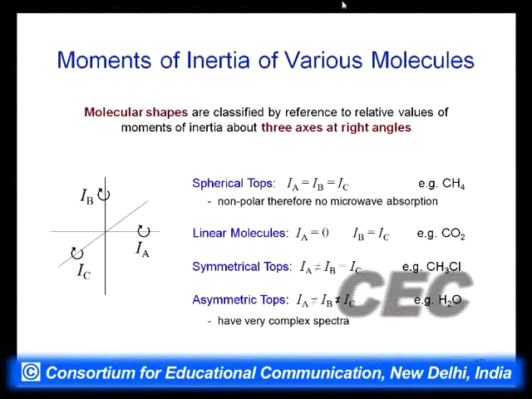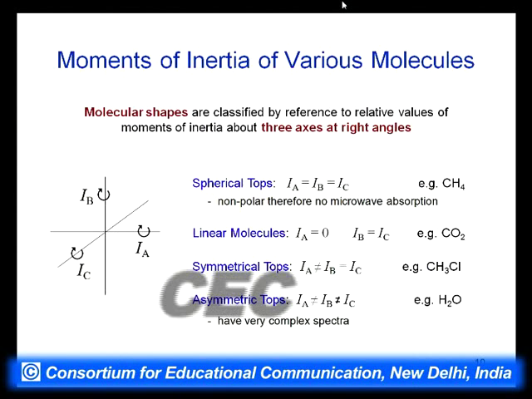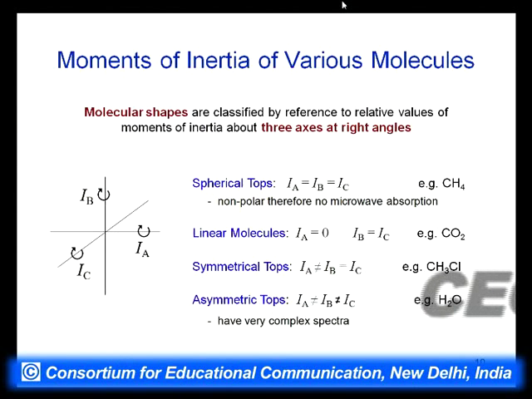Examples are all molecules with octahedral symmetry and all molecules with tetrahedral symmetry, like carbon tetrachloride, sulfur hexafluoride. All of them are spherical tops. The reason the spectra of these molecules are of no importance for us is that they do not have a dipole moment. Because of their symmetry, they do not have a dipole moment, and so they are microwave inactive. We cannot study their spectra in the microwave region, but we must know that this is a classification.